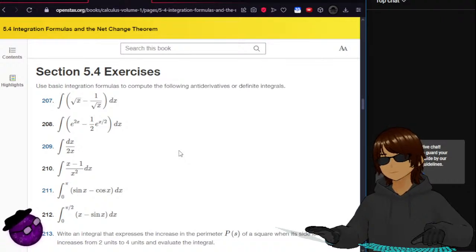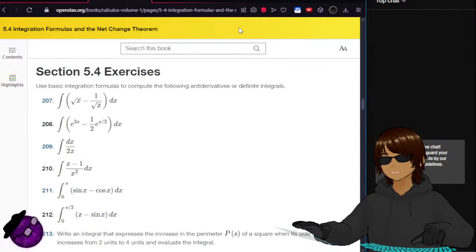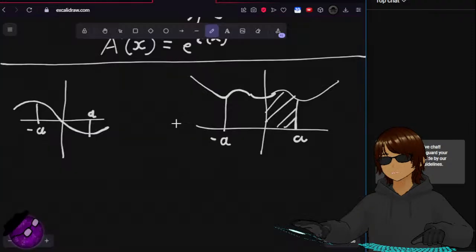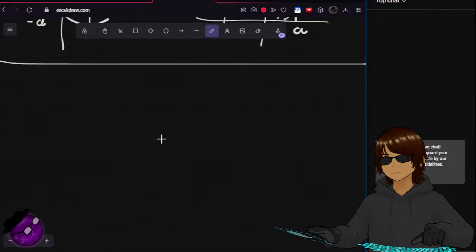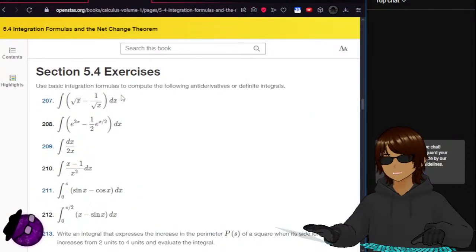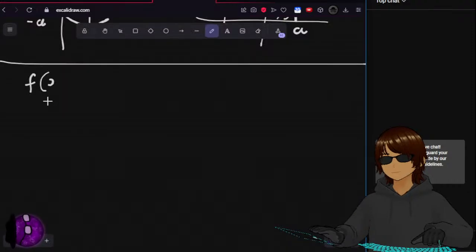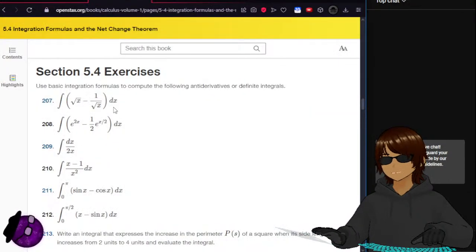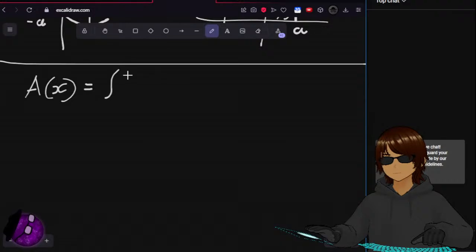Okay. Let's try. Let's see. Let's try. The antiderivative at x. Let's try this one. 1 over 2x. There.